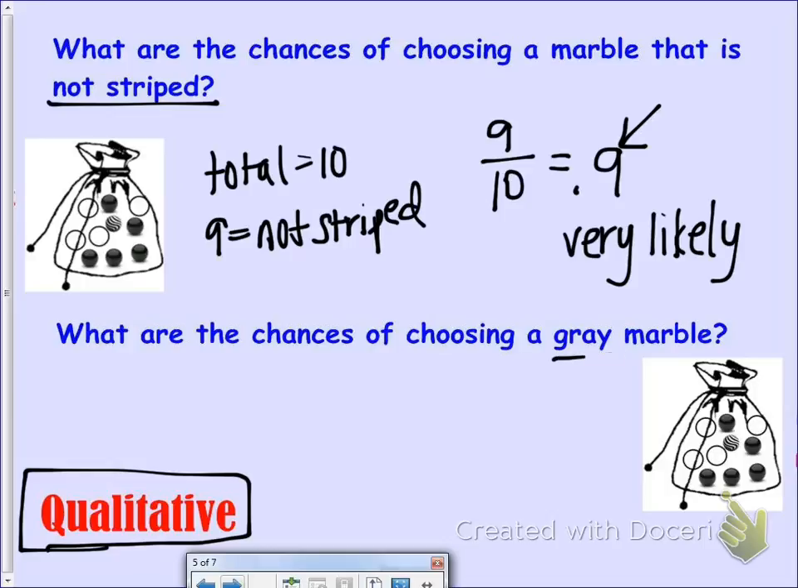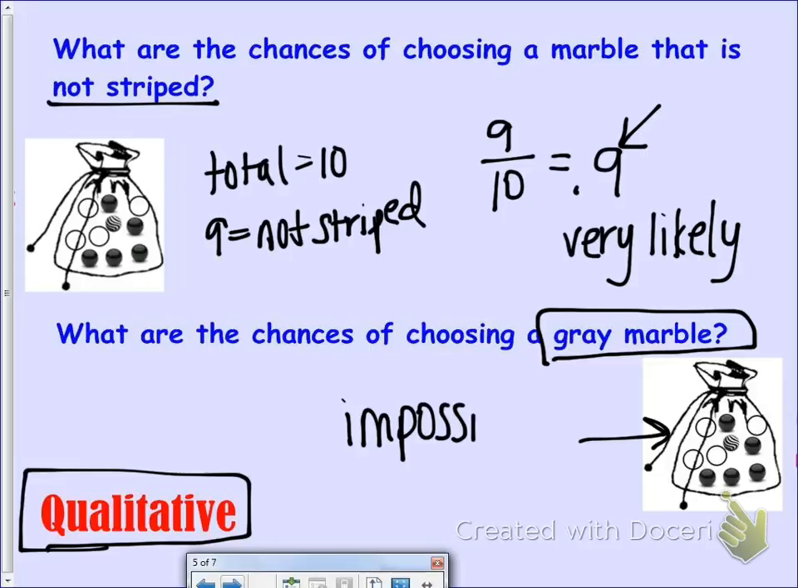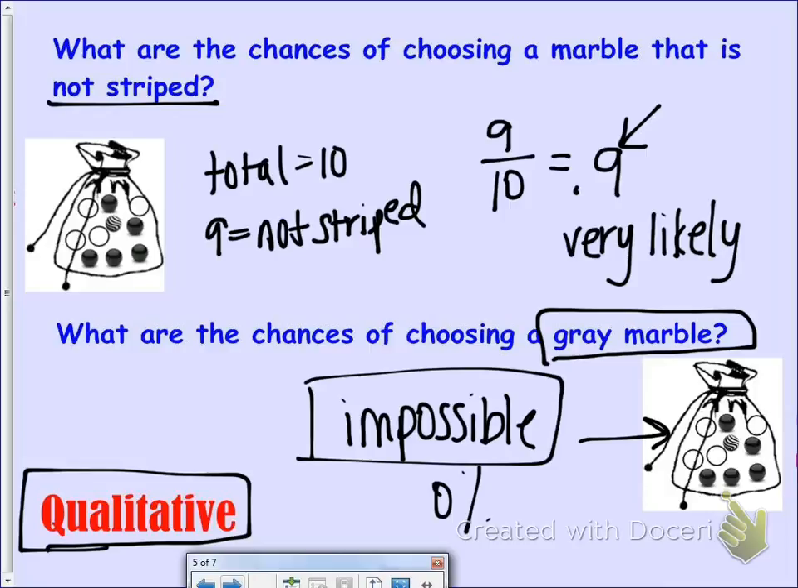Alright, so here they want to know what's the chance of choosing a gray marble. But if you look at this bag of marbles, there are no gray. It's white, black, or striped. So this is an impossible probability. So it is a 0% chance of happening. So again, qualitative talks about these verbal words right here, whereas quantitative talks about the number.